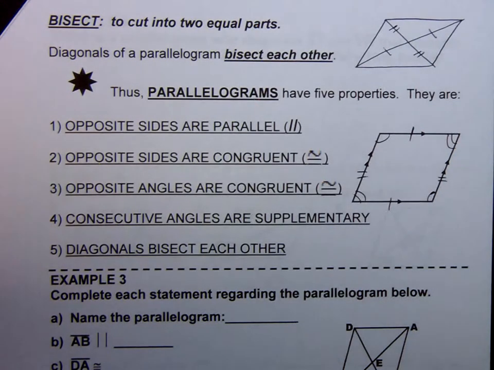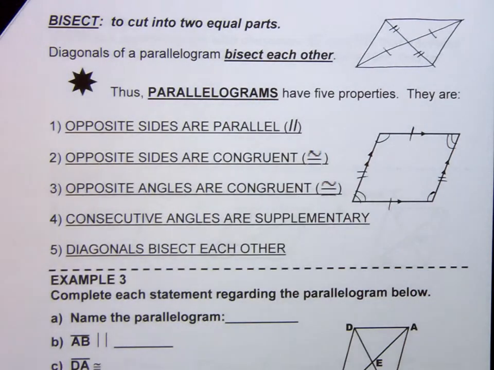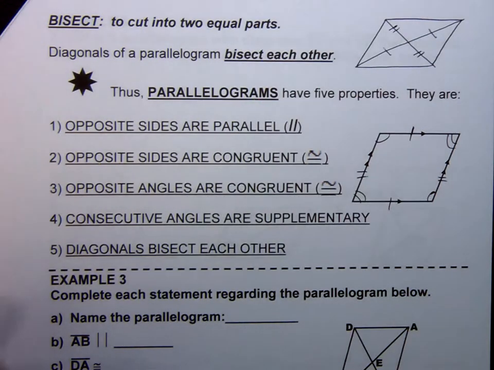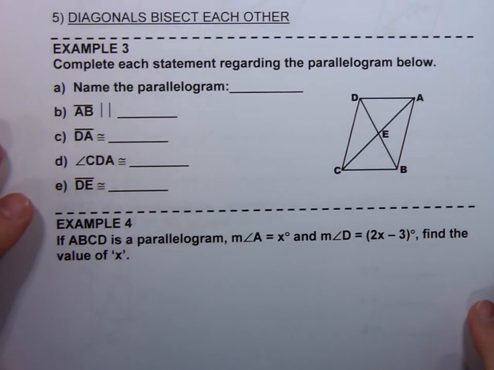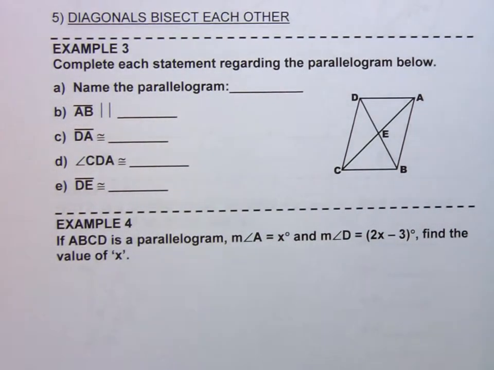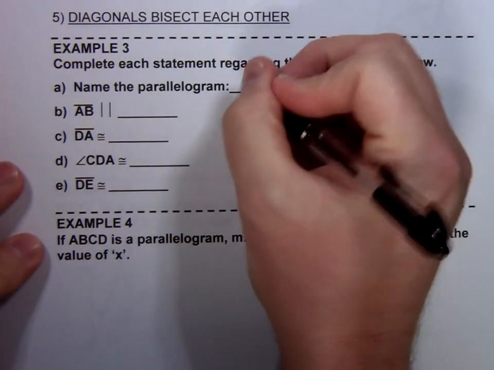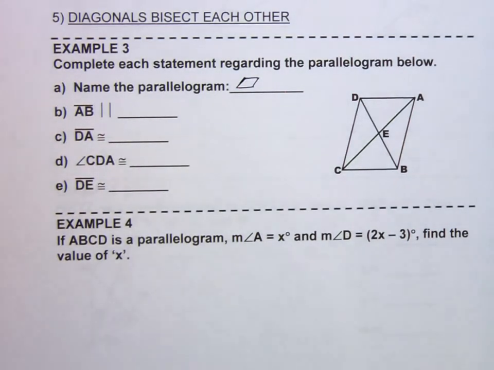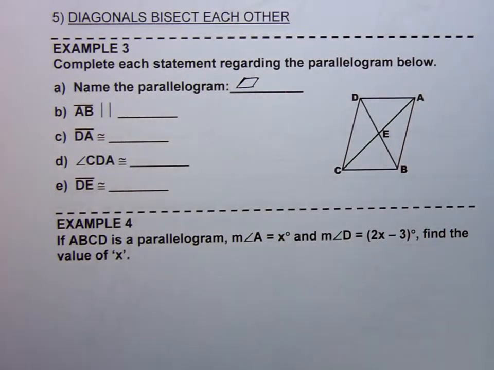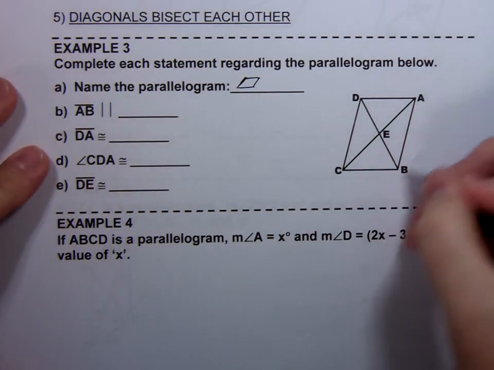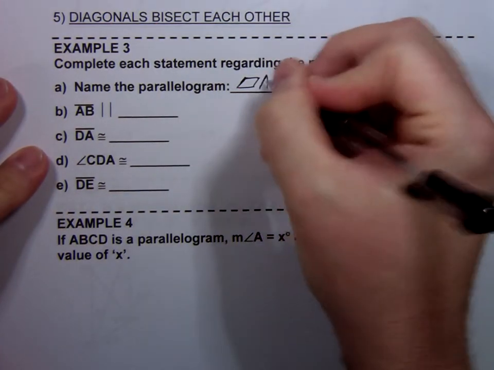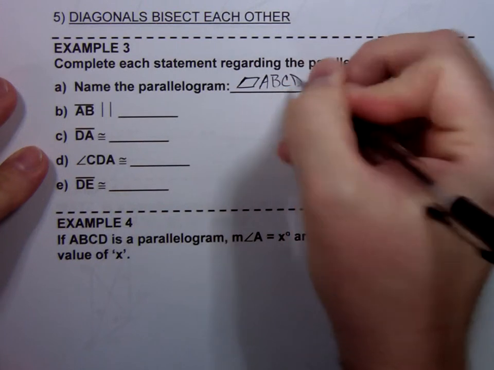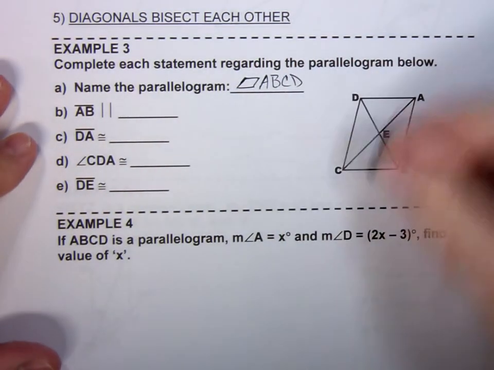Alright, so let's use all this information that we've learned about parallelograms and see if we can answer some questions and solve some problems. Okay, example 3. Complete each statement regarding the parallelogram below. First, name the parallelogram. Don't forget to use your parallelogram symbol. And then we're going to give the 4 vertices in order going clockwise or counterclockwise. A, B, C, D would be the most common, probably just because of the order of our alphabet and the fact that it is possible here.